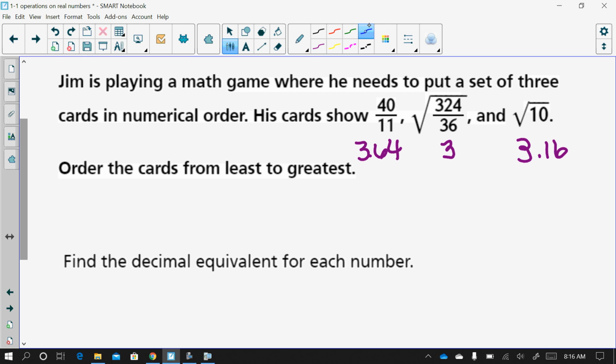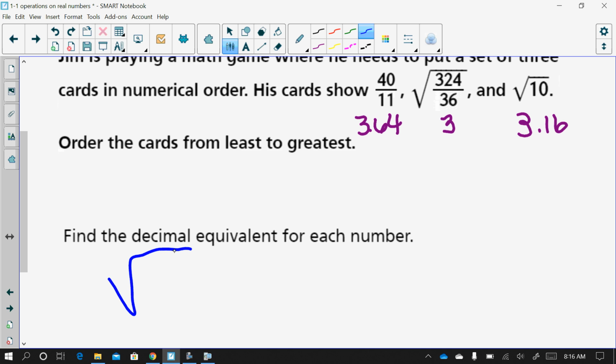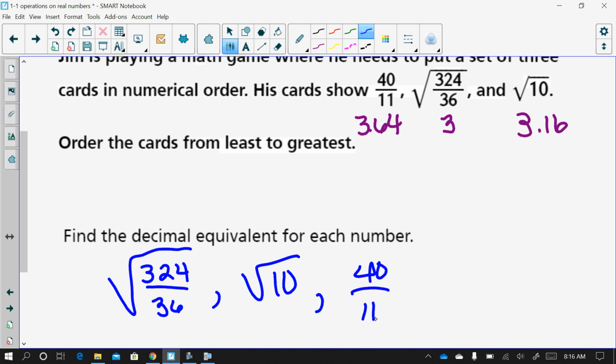So I'm just going to write them in order, least to greatest. My smallest was this one, and that was equal to 3. However, I don't want to put 3, I want to put the original number they gave us. So the smallest number we have is the square root of 324 over 36. The next smallest, square root of 10. And finally, 40 over 11.